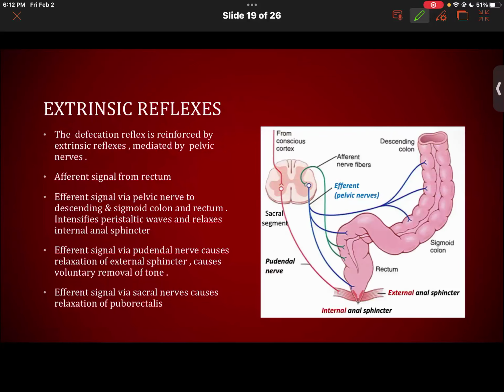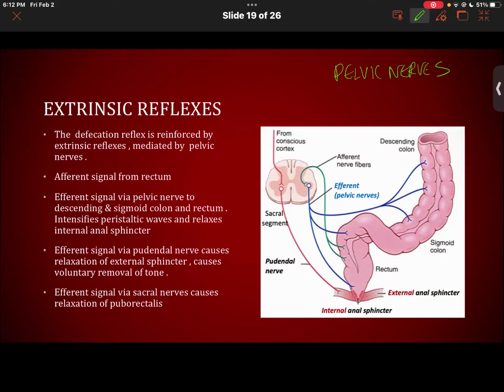Okay. So now we talked about the intrinsic reflex. This is the extrinsic reflex. It's also related to the intrinsic reflex, so it's all very well regulated. So the defecation reflex, being the intrinsic one, is reinforced by the extrinsic reflex, which is mediated by pelvic nerves. So the extrinsic reflex is via pelvic nerves.